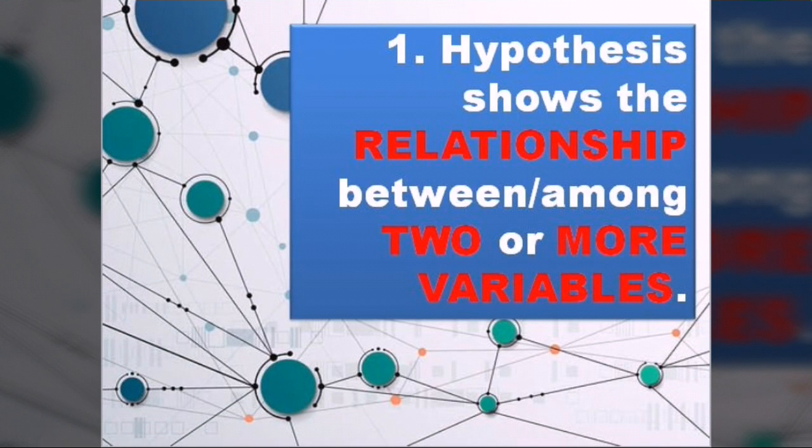Hypothesis shows the relationship between or among two or more variables. What does it mean? Two variables are mentioned. What do you think are those variables? Of course you know it. The independent and the dependent variable. That's correct. In formulating a hypothesis, it is very important that we can see what relationship these two variables have.